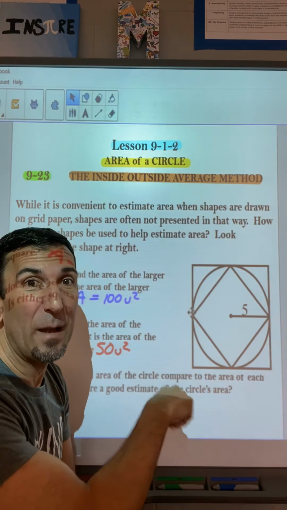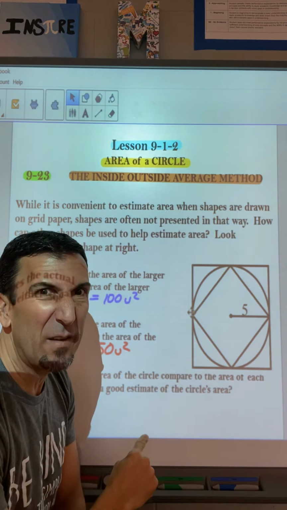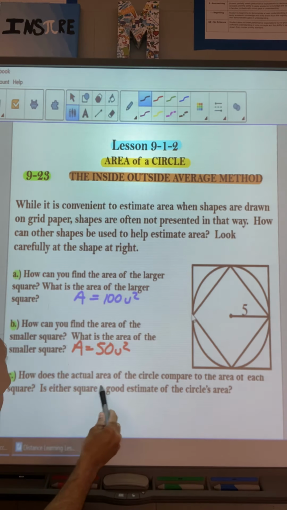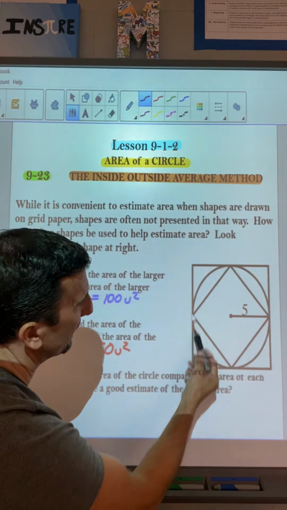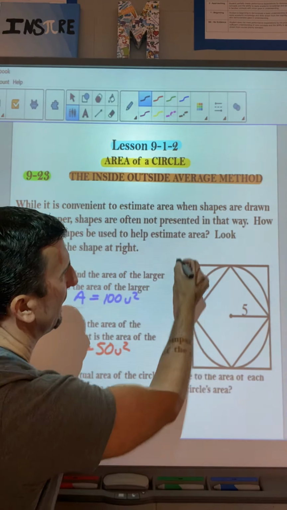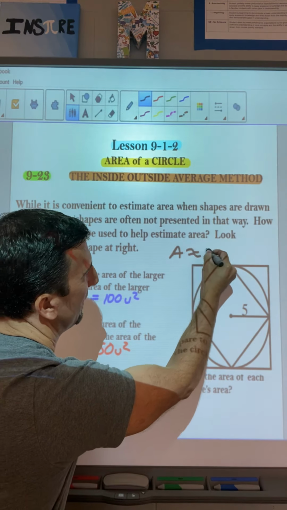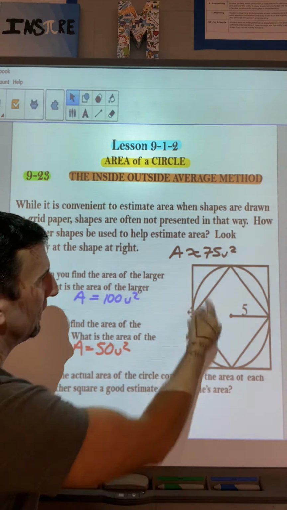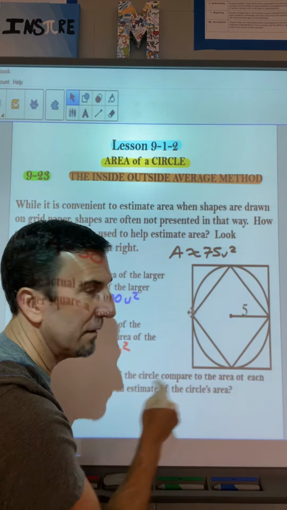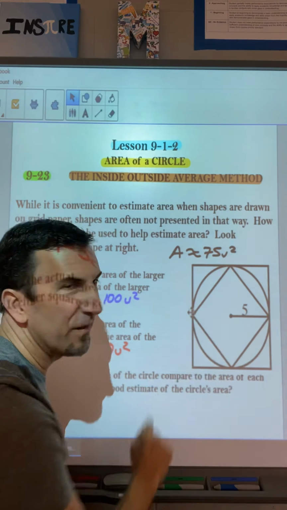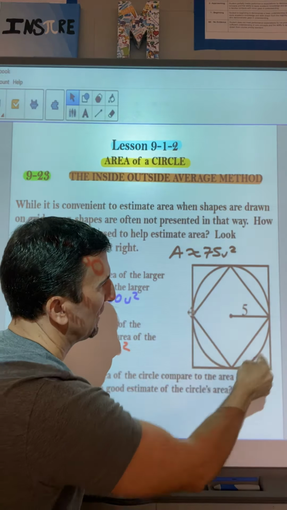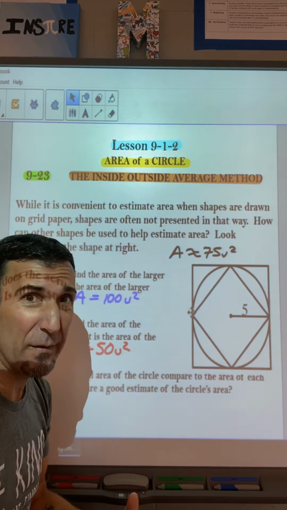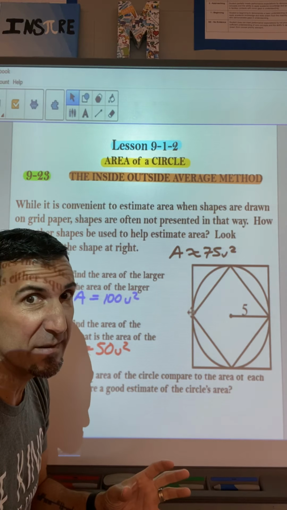Yes, she said it's going to be halfway in between. She said 75. So she's saying that this circle she's going to estimate at an area of approximately 75 units squared. So the outer 100, the inner 50, in between 75. And again, we're estimating. We don't have the real one yet.